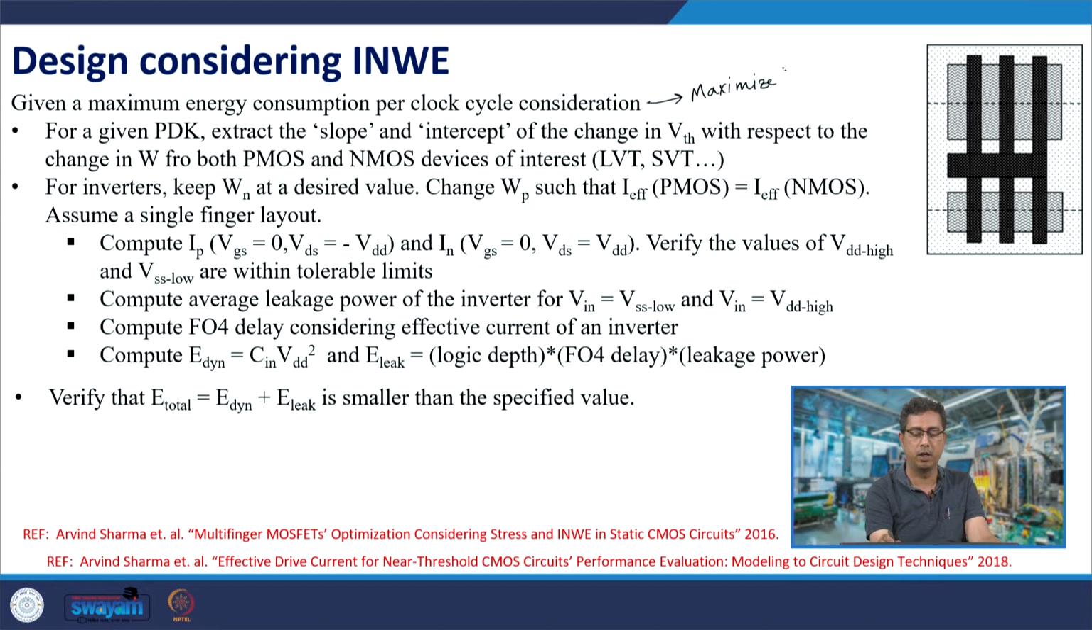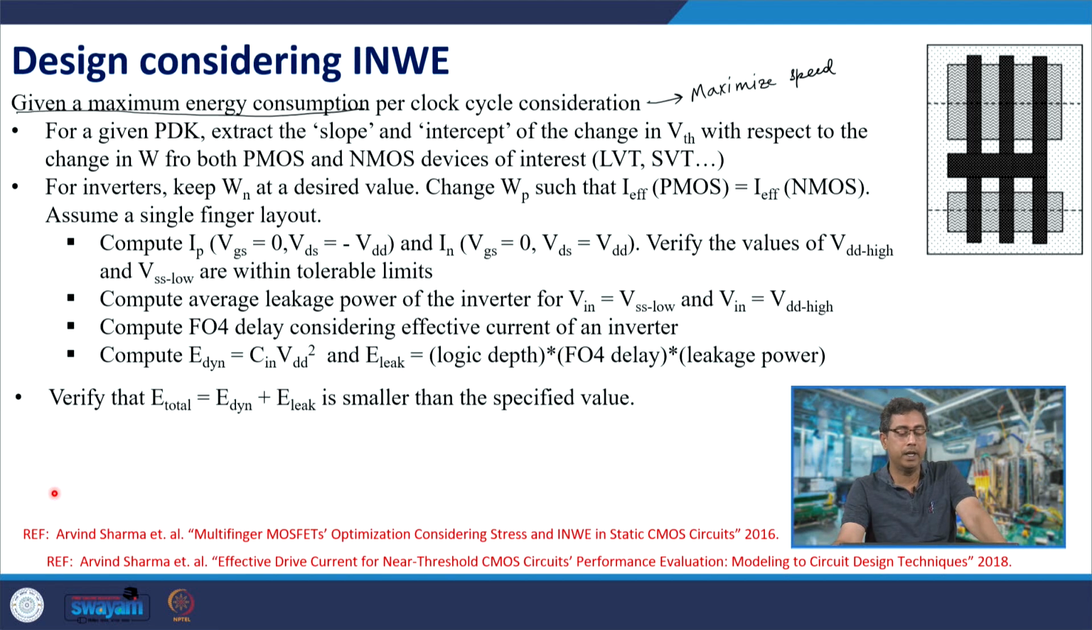Maximize speed for a given maximum energy consumption. So, the first step that we would follow is that now you have been given a PDK, physical design kit, that is, suppose, 65 nanometer CMOS technology of a certain foundry. That foundry gives you a PDK, which includes all device models, interconnect models, etc.